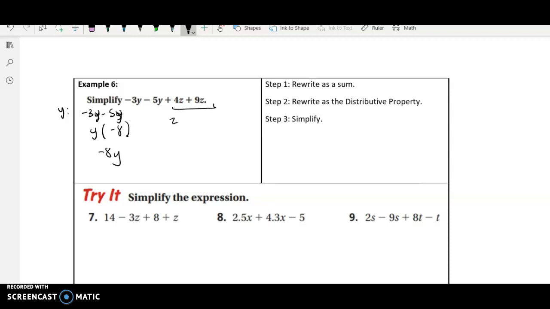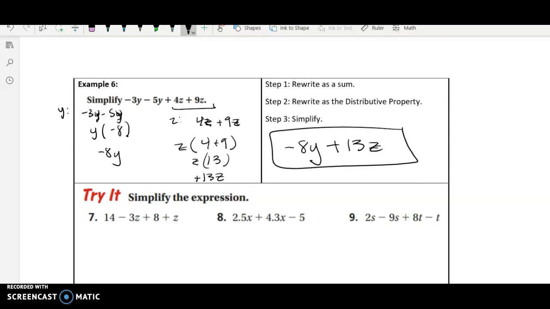Now I'm going to look at my z's. So I have 4z plus 9z. So I take out my z's, and I have 4 plus 9. 4 plus 9 gives me 13. So I'm going to rewrite that as 13z. And this was positive. So I have negative 8y plus 13z because it was a positive 13z. So this is my answer. Go ahead and try the try-its.